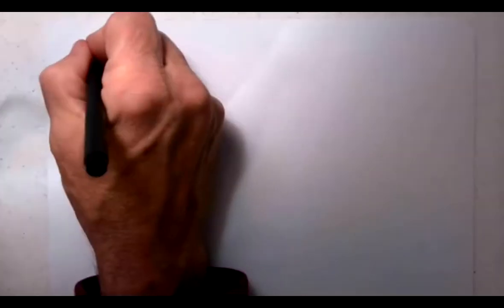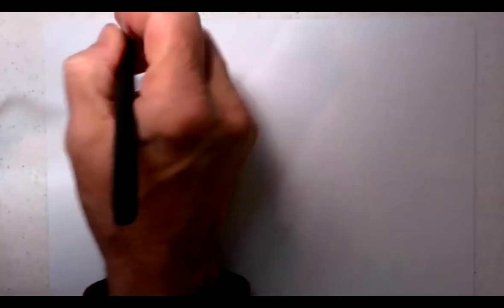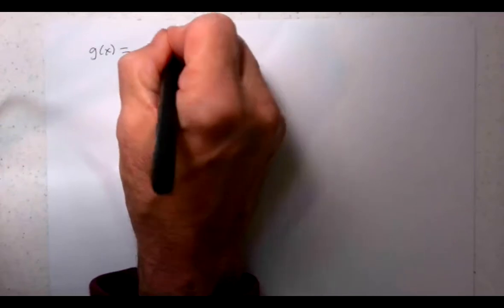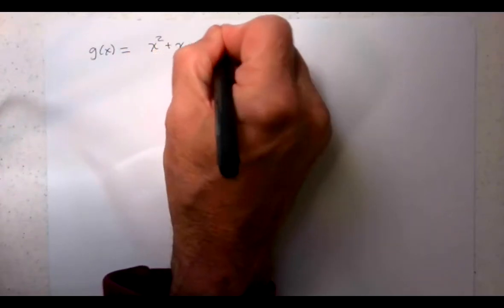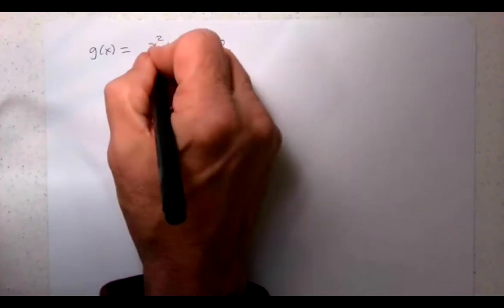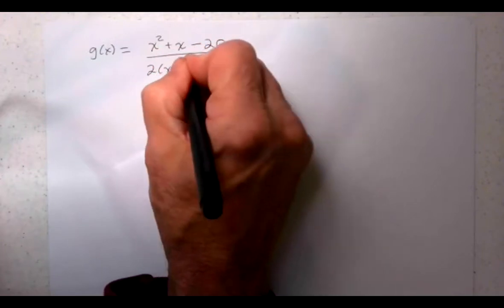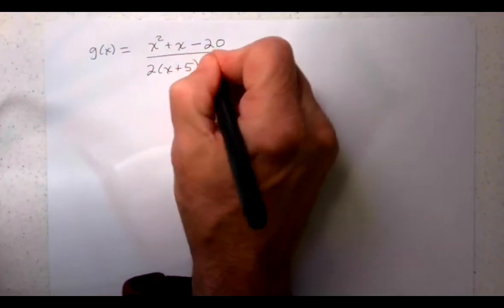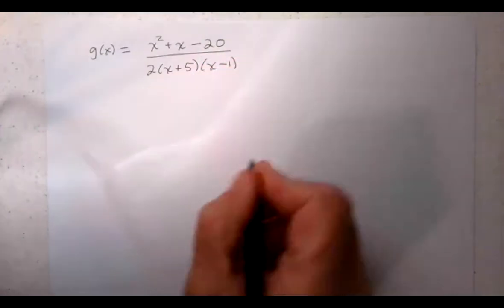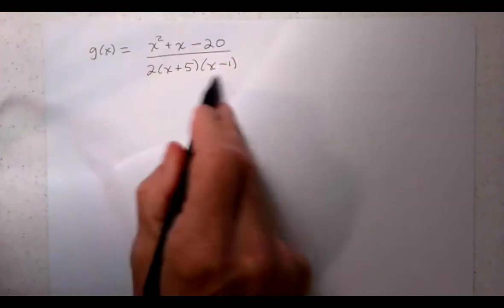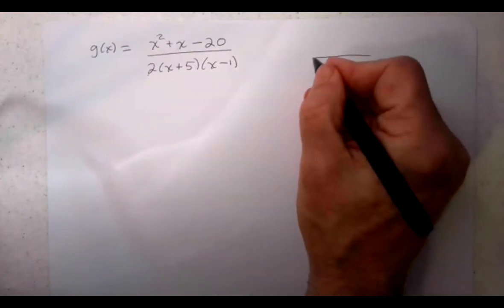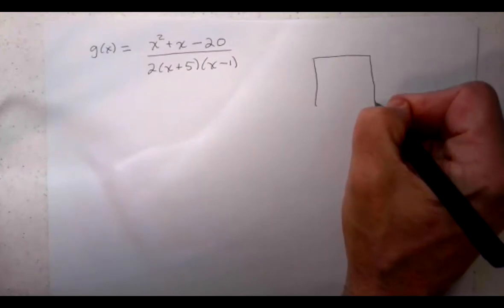So let's look at our equation. We have g of x is x squared plus x minus 20 over, after we factored it, 2 times x plus 5 times x minus 1. So before I can define my vertical asymptotes, I need to make sure none of them divide out. So I'm going to also factor the numerator, and let's see how that behaves.